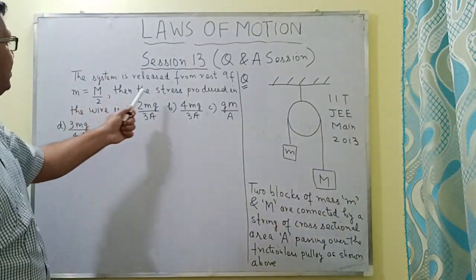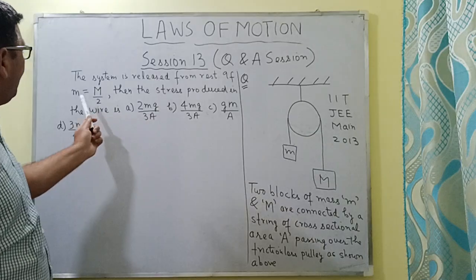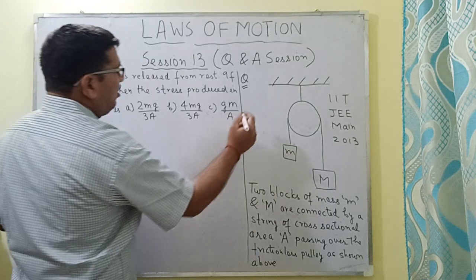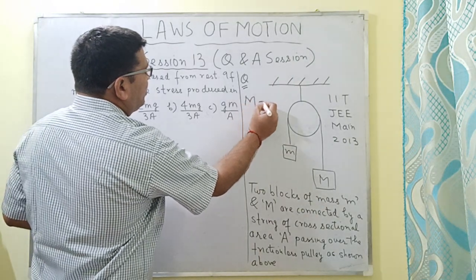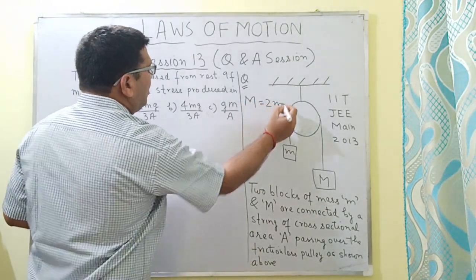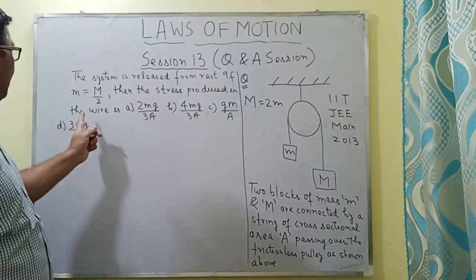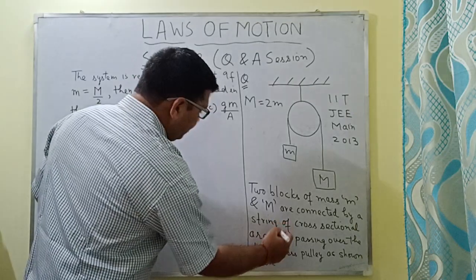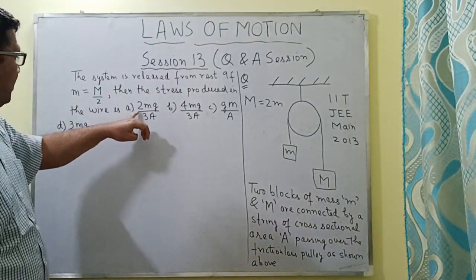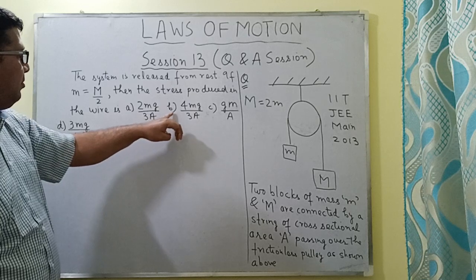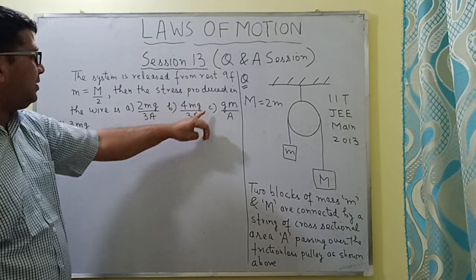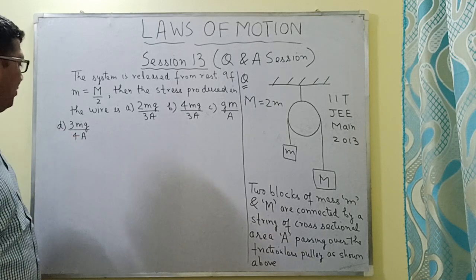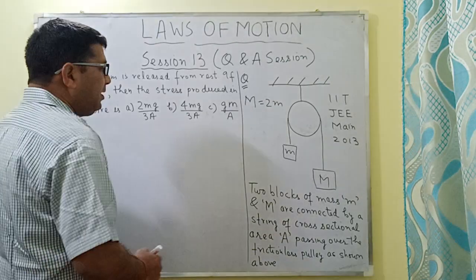This system is released from the rest. If m is equal to M by 2, or we can say that M is equal to 2m, then the stress produced in the wire or the string is: a) 2mg divided by 3A, b) 4mg upon 3A, c) mg upon A, and the fourth option is 3mg upon 4A. So we have to find the correct option here.